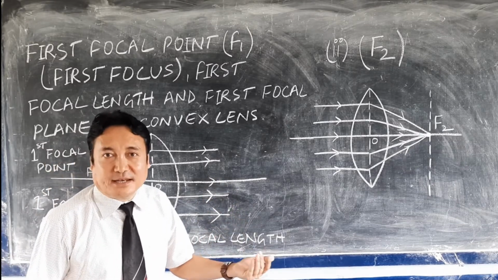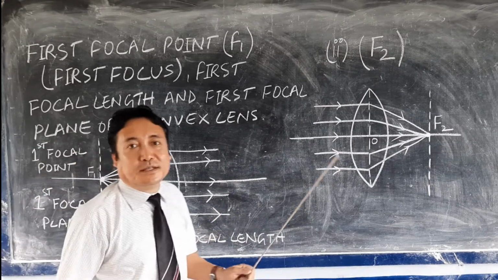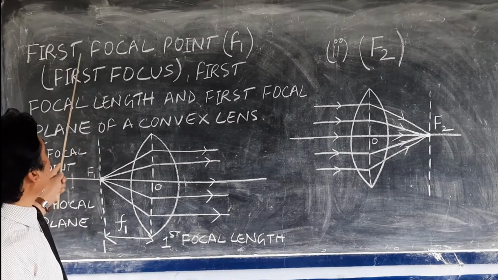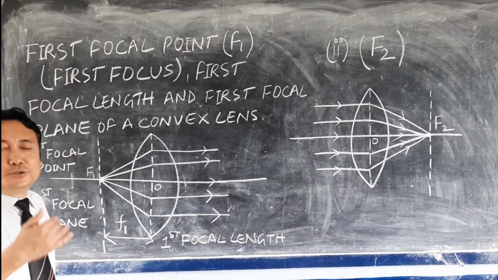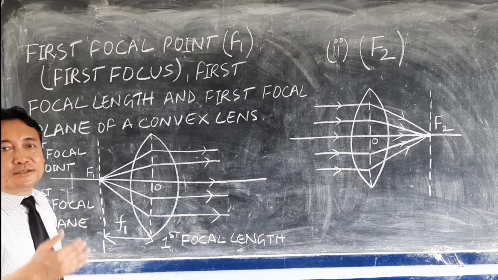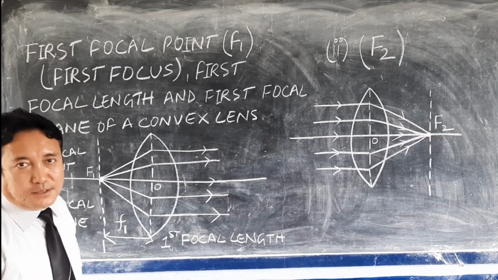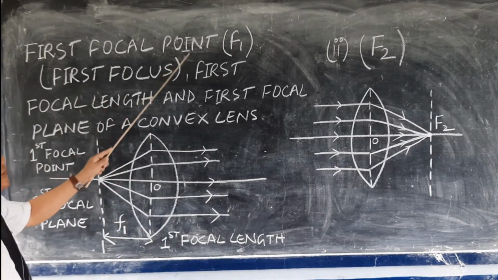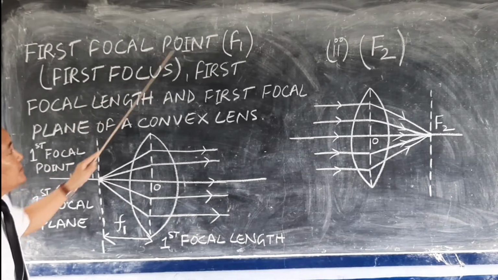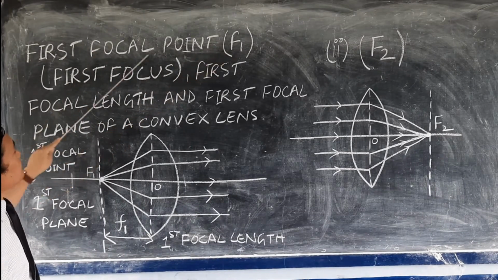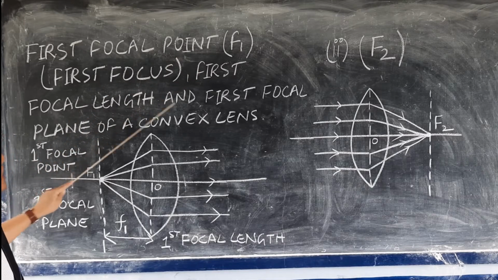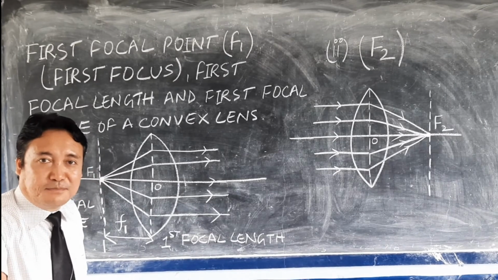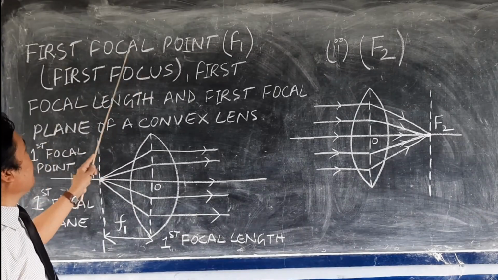So depending upon that condition, we call the principal focus a focal point. The two focal points are the first focal point and the second focal point. The first focal point is also known as the first focus, which is written as F1. Related to this first focal point, there are the first focal length and the first focal plane. Two more terms we have to remember, related with the focal point.